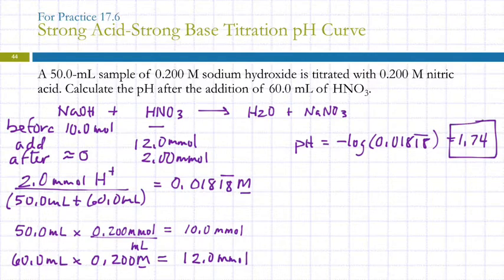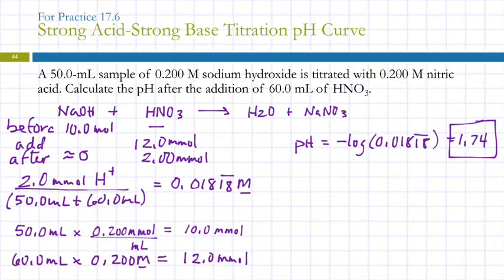That changed it a lot. Yeah, it did change it a lot. 2 millimoles changed it by that much. Well, the 2 millimoles seems like a small amount of acid, but it's in 110 milliliters. And so, you know, if it was in 5 liters, it wouldn't change the pH nearly as much.